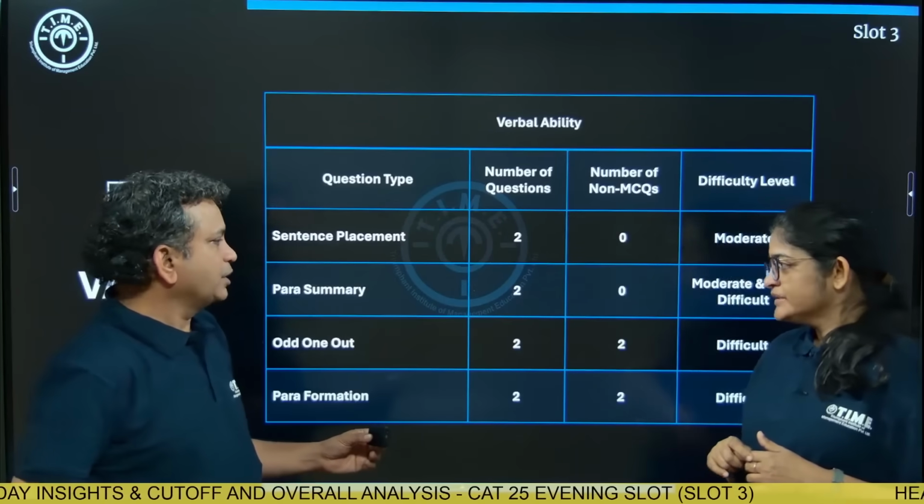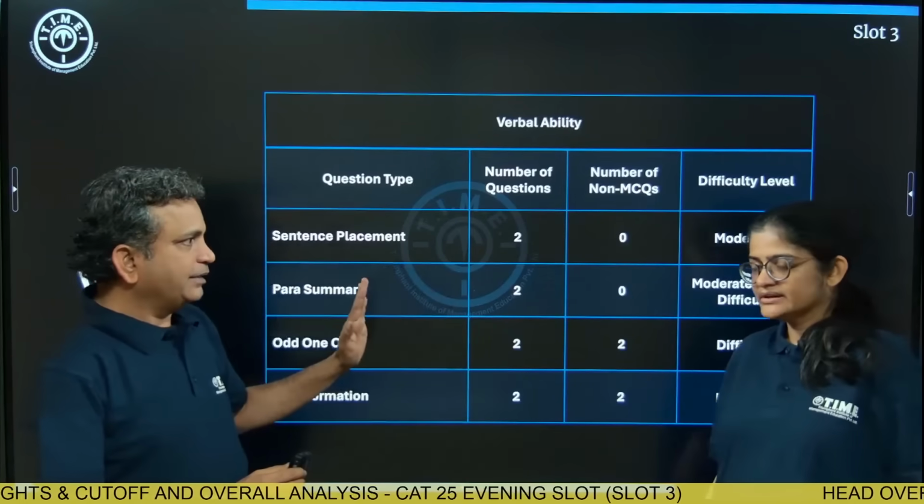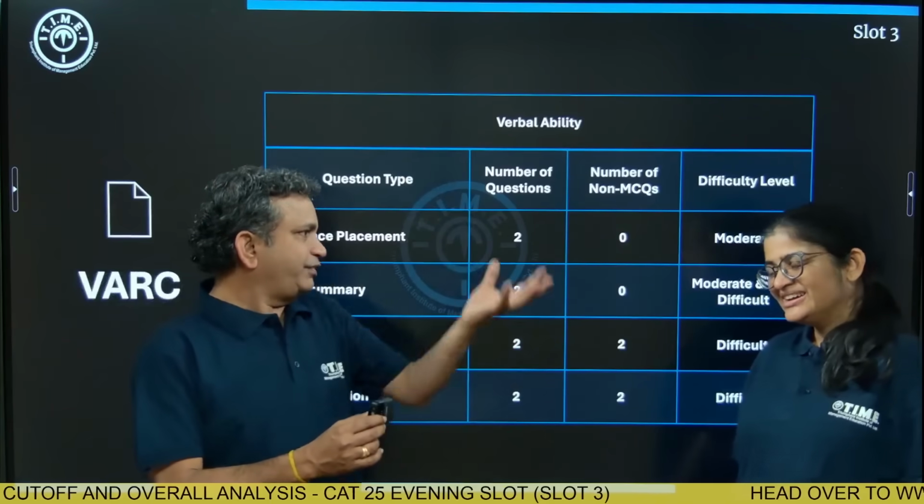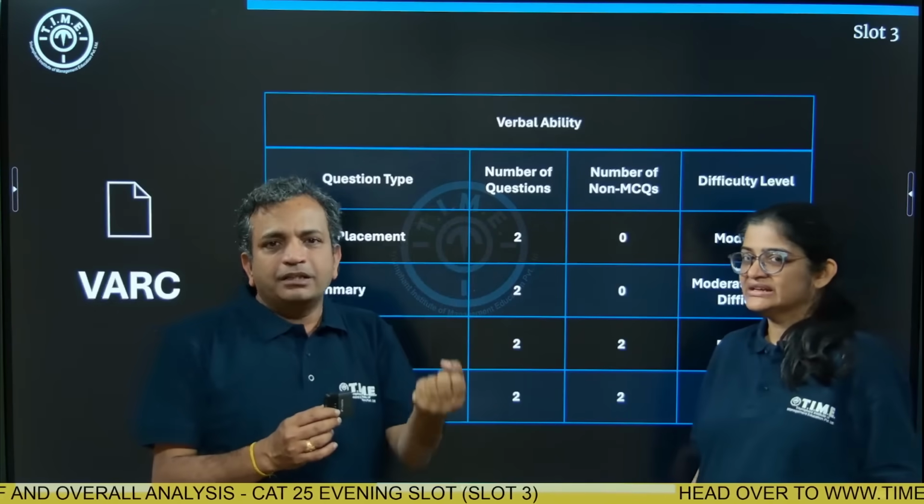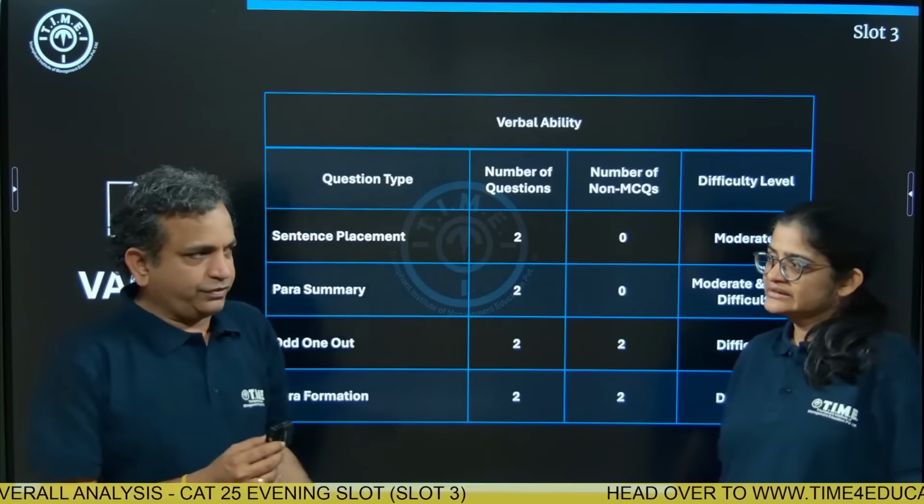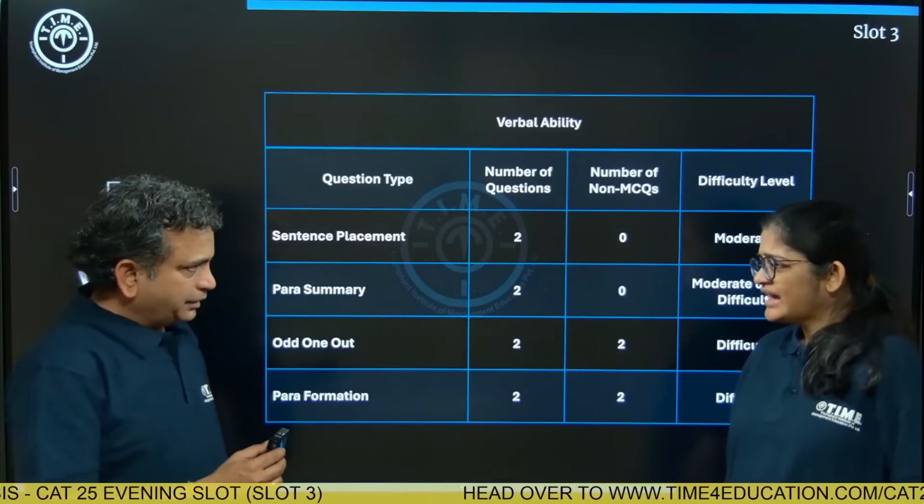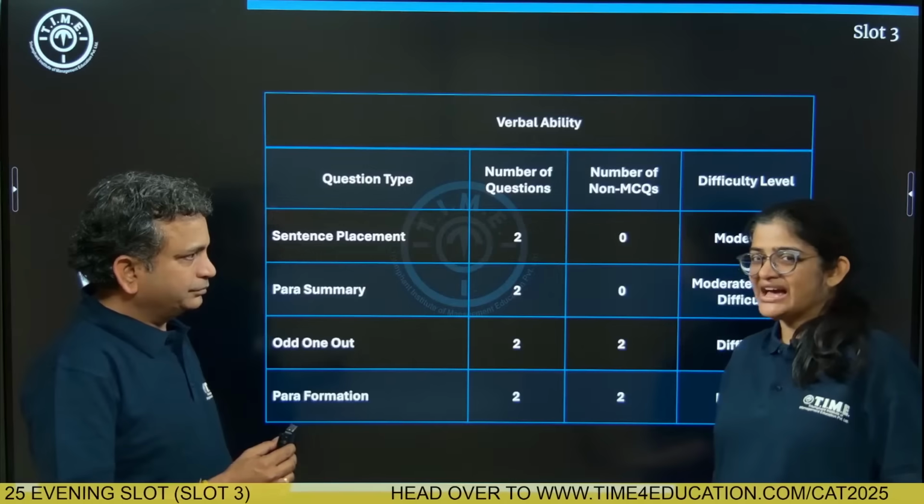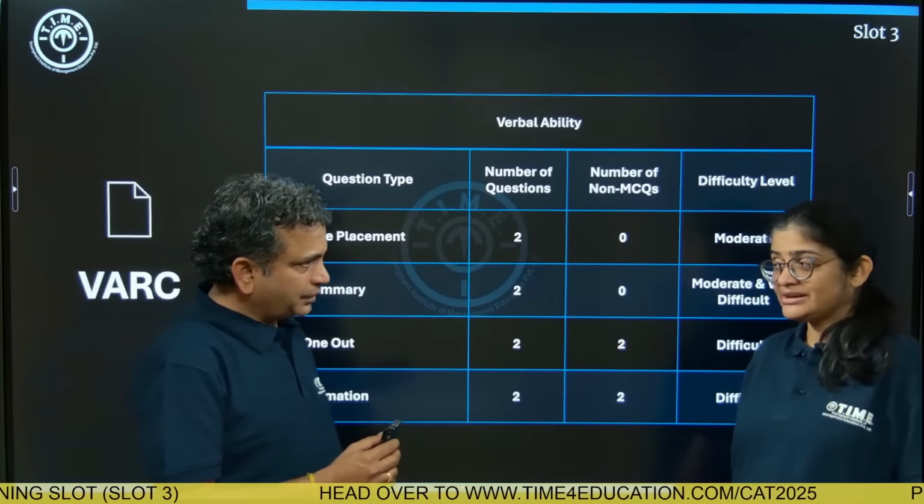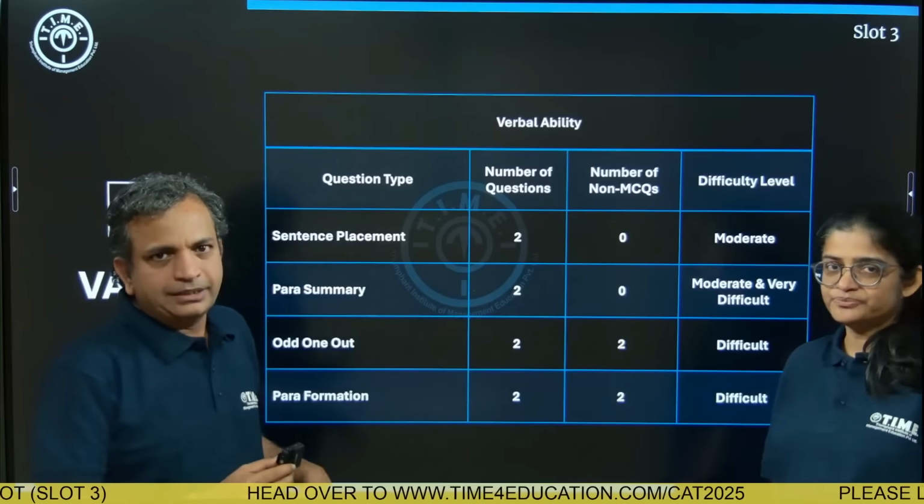So overall, the verbal ability is fairly difficult, and it played a major role in lifting the difficulty level up, and therefore, by extension, pulling the cutoffs down. Even if you did 3 to 4 questions in VA, and let us say 2 passages with a high level of accuracy, you would end up with a good score at this attempt level.